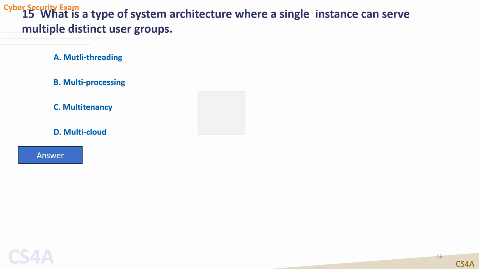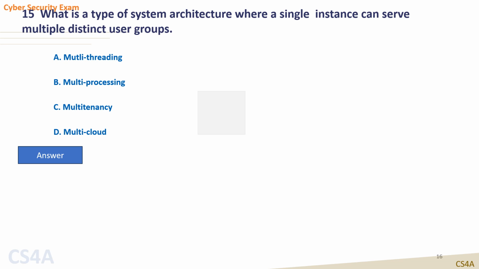So here the question is, what is the type of system architecture where a single instance can serve multiple distinct user groups? The options are multi-threading, multi-processing, multi-tenancy, and multi-cloud. Here the keyword is serve multiple distinct user groups. Multi-processing is not the correct answer. It's just processing in multiple ways. Multi-threading is also the same. It's just creating threads inside a process to do multiple operations. And multi-tenancy, that's the correct answer.